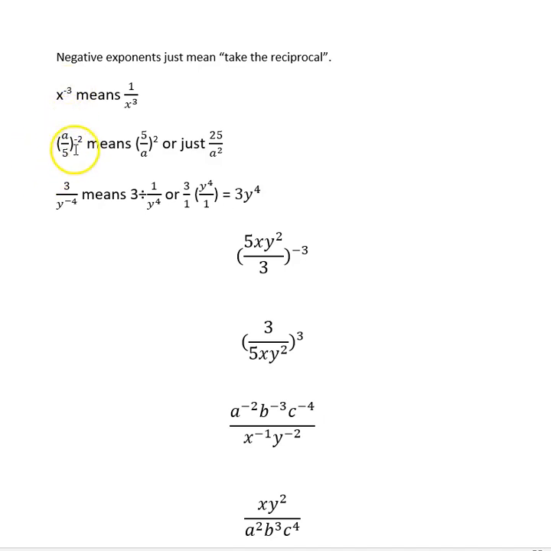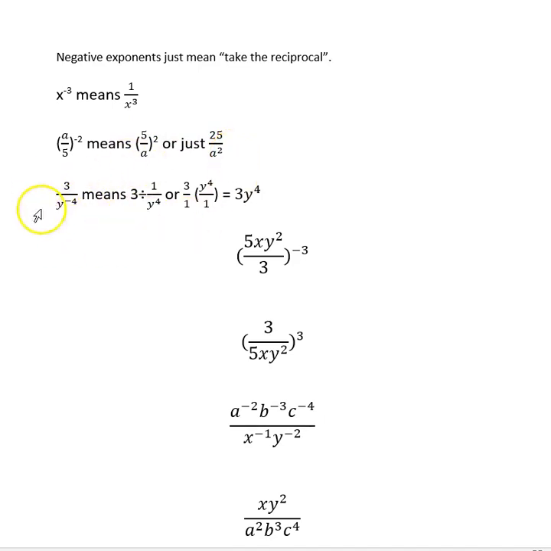If we have a fraction that we're taking a negative power of, we just flip the fraction. So a over 5 to the negative 2 power means 5 over a, we flip it, take the reciprocal, and we remove the negative sign from the exponent and get 5 over a squared. And then again, using the meaning of an exponent, that just means 5 squared over a squared, or just 25 over a squared.